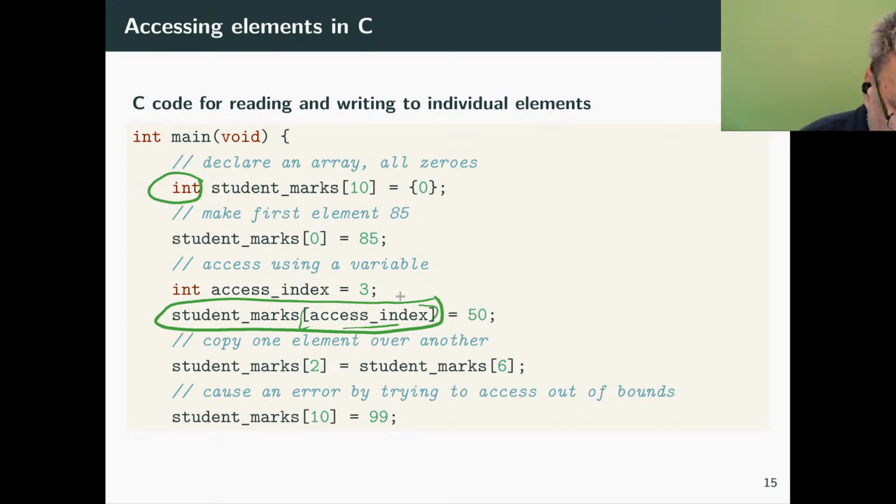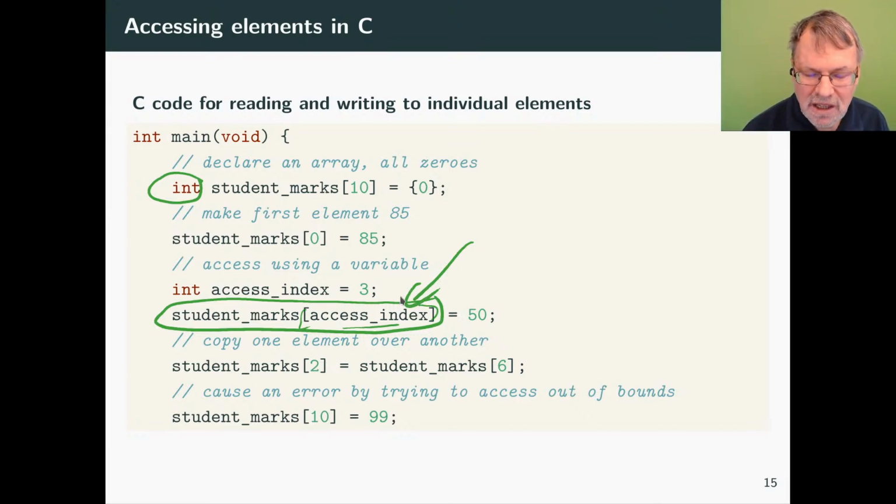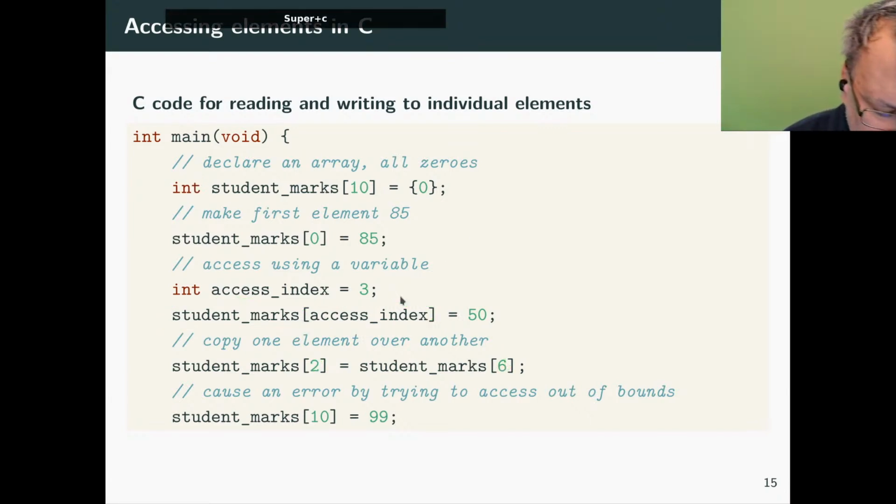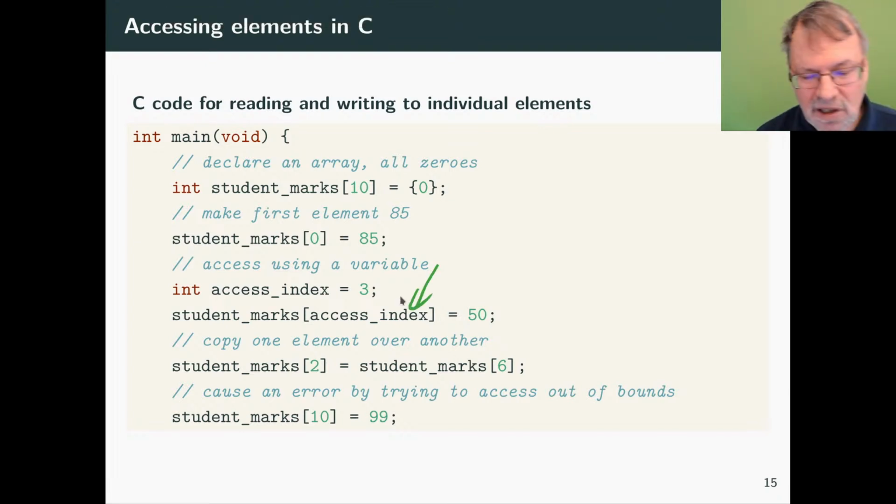And the amazing thing is, well, the index could be something I calculate. It could be something I calculate using other variables, and that lets us do really clever things. If we always just had indexes that were constant numbers like this, arrays would be boring. Arrays are amazing because we can do calculations and use those as index, and that lets us do powerful things.